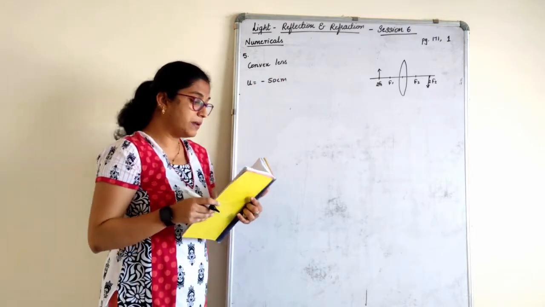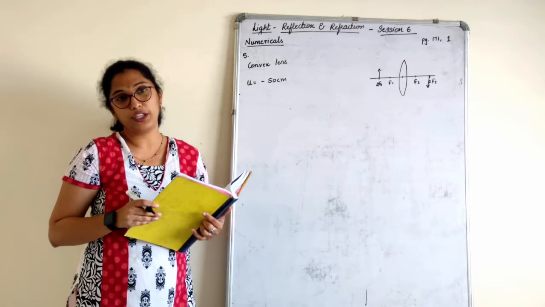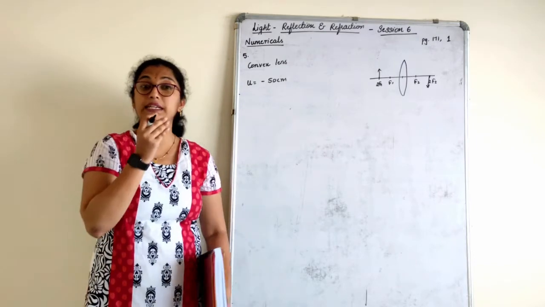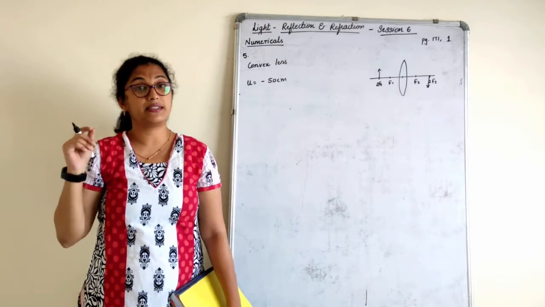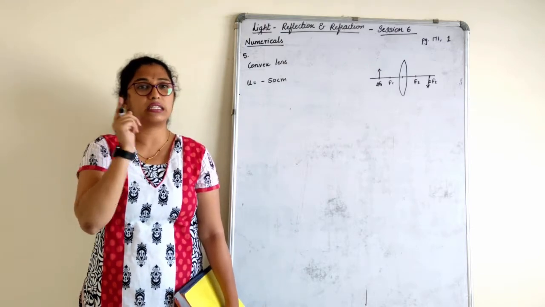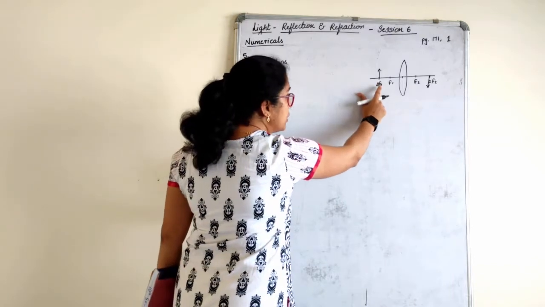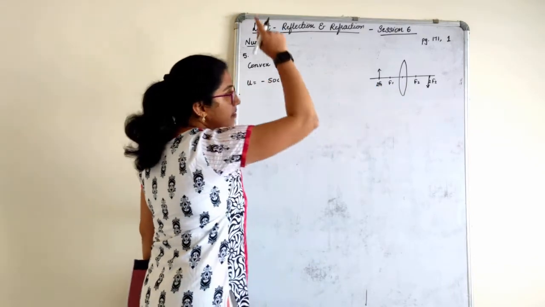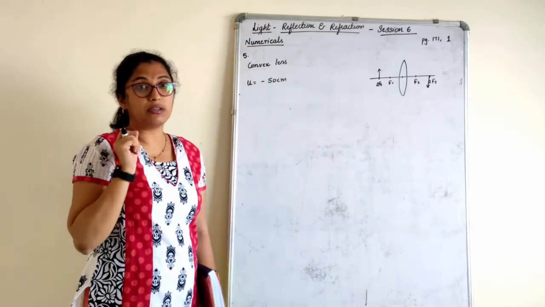Where is the needle placed in front of the convex lens if the image is equal to the size of the object? Now, you should know by the ray diagrams. At what position is the object size equal to the image size? Which condition will give you the same object as well as image size? When it is kept on twice the focal length, 2f1, we get the image on 2f2 there. Object size is equal to image size.